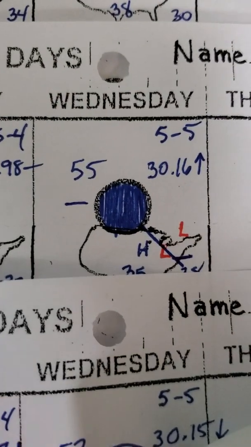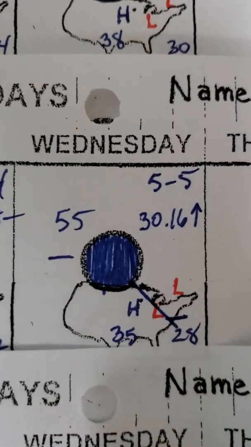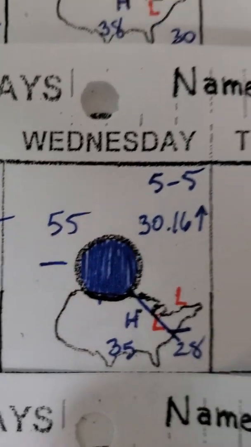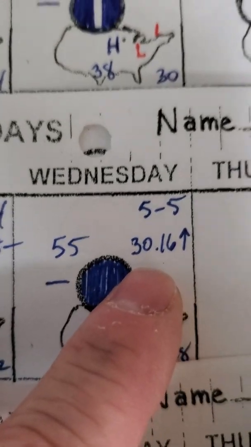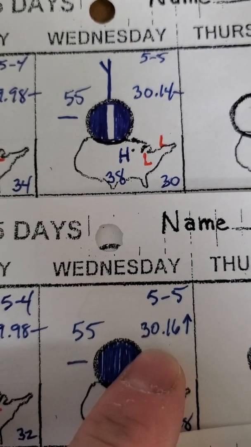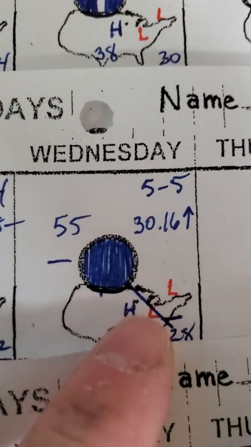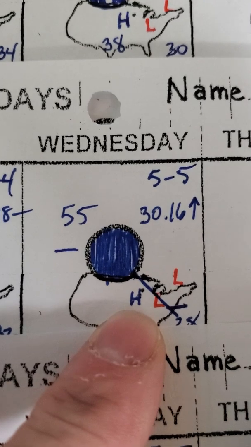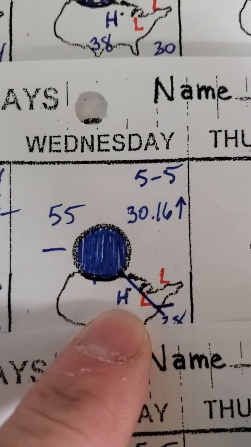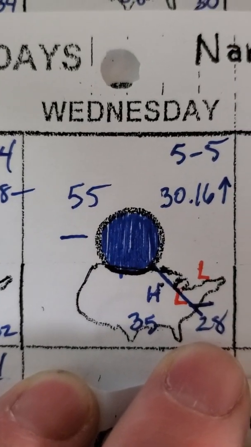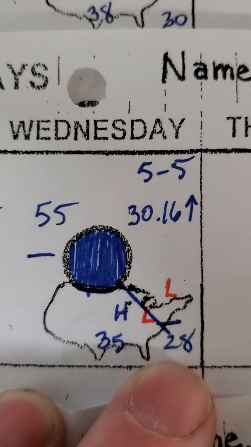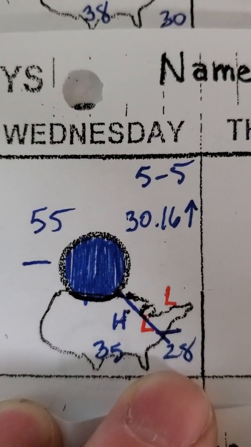Fourth hour, completely cloudy. Let me move this paper. 55 degrees. No precip. The air pressure went up. It was 30.14, and now it's 30.16. The wind shifted to southeast at 3 to 8. 28 degree dew point right there, 35% relative humidity. They're the same H and L as third hour.